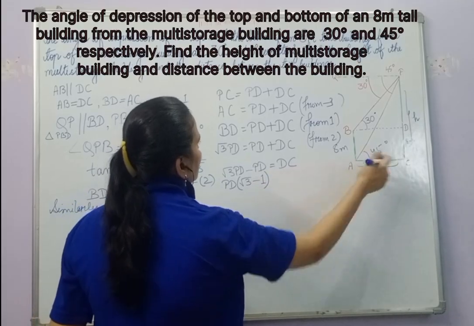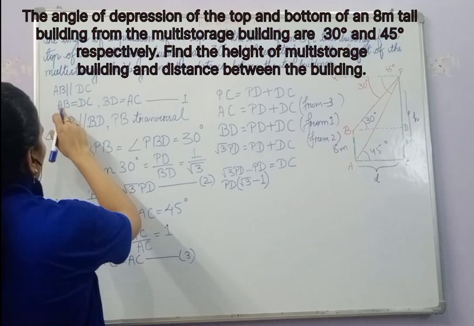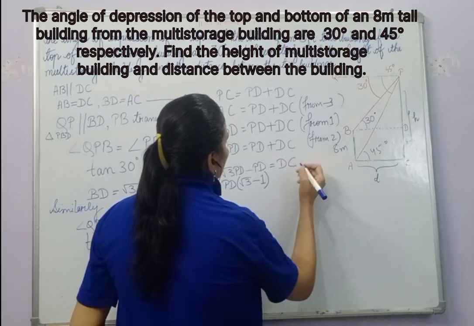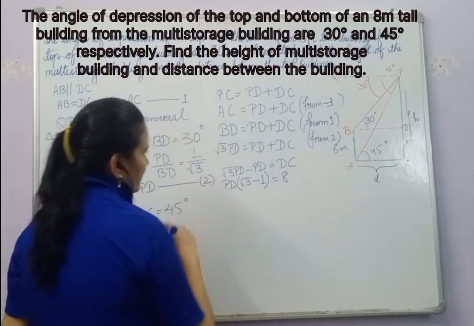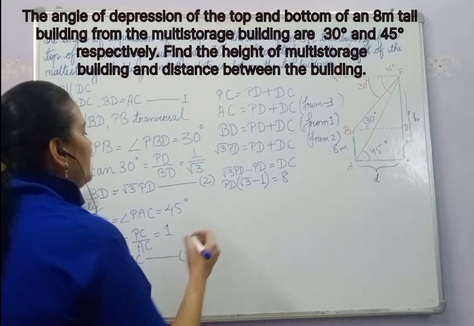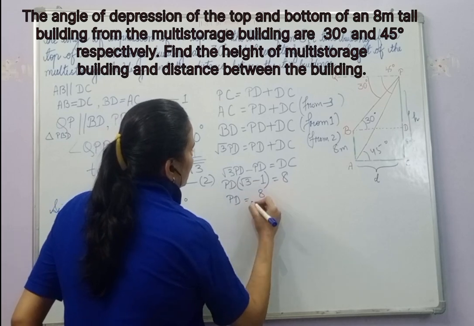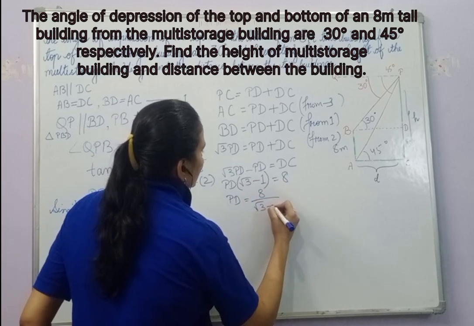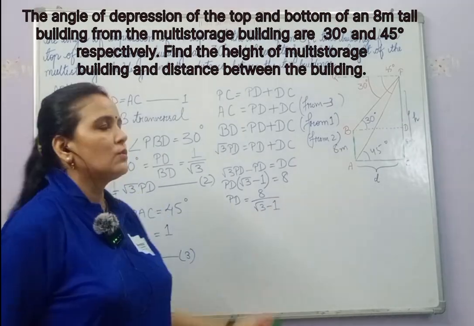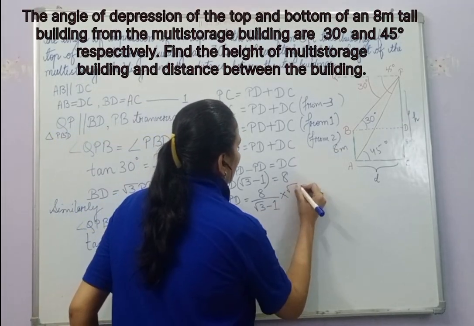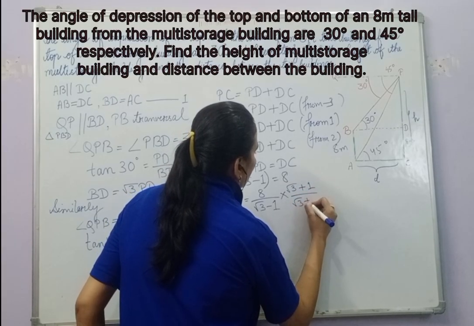What is the value of DC? AB is equal to DC here. Value of DC is 8. So in place of this I can write 8. Right. So PD is equal to 8 upon root 3 minus 1, by cross multiplication. To solve this, we know we need to multiply it with a conjugate. So it will be root 3 plus 1 upon root 3 plus 1.